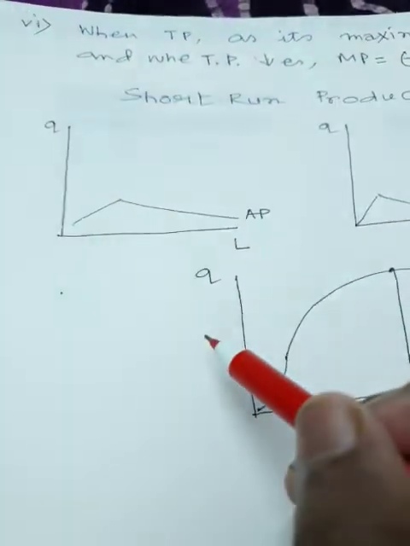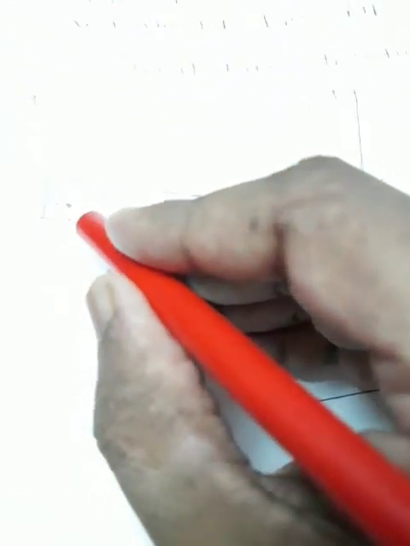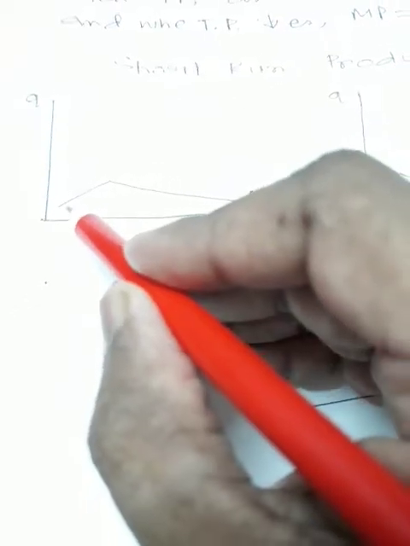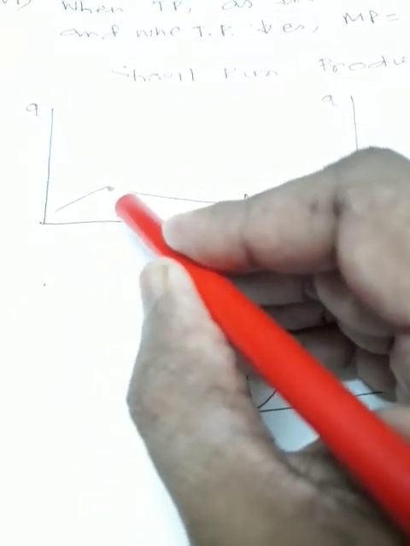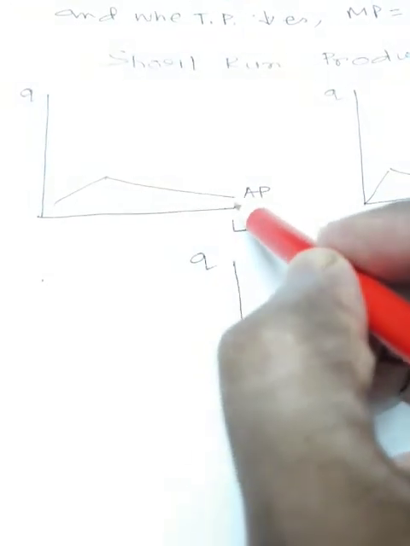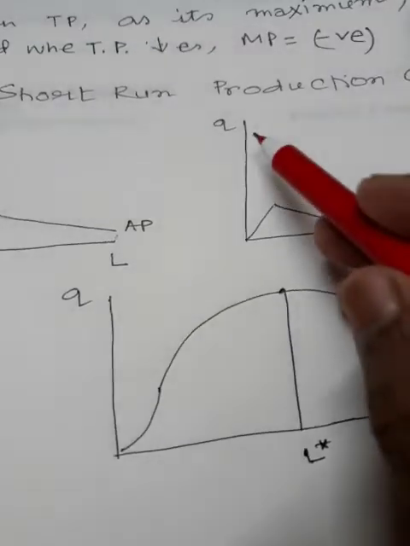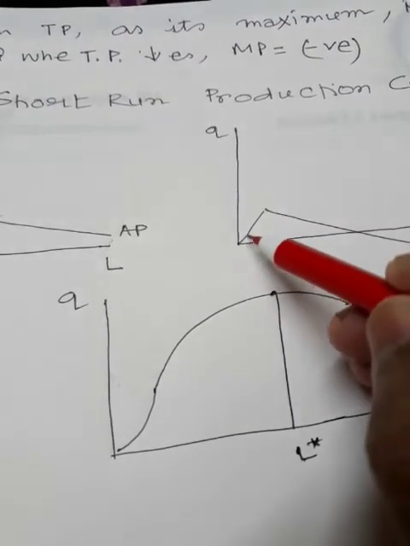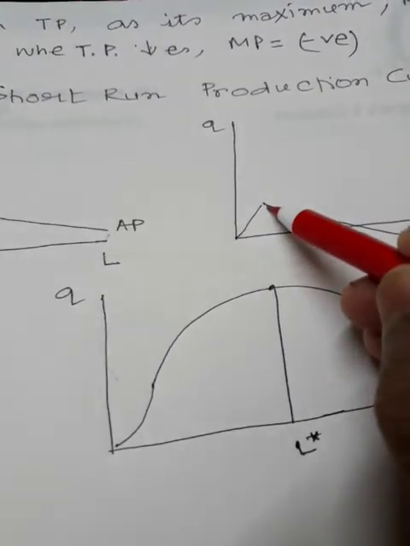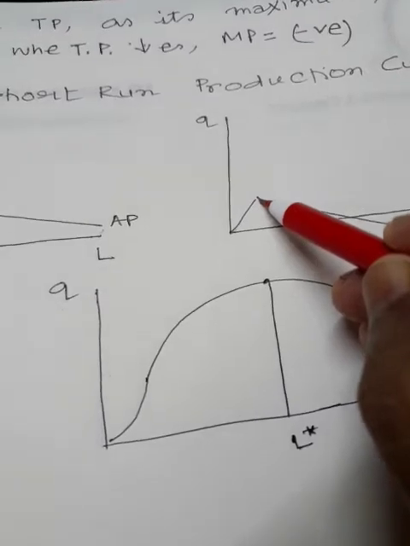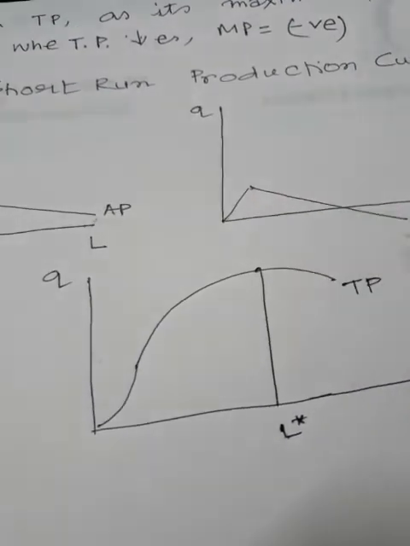Now, in case of average product, we know that at first, average product will increase, reach its maximum, and then it will decrease. In case of marginal product, it is the same. It will increase at first, then it will reach its maximum, and then it will decrease.